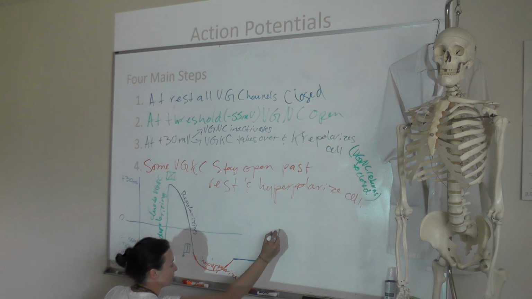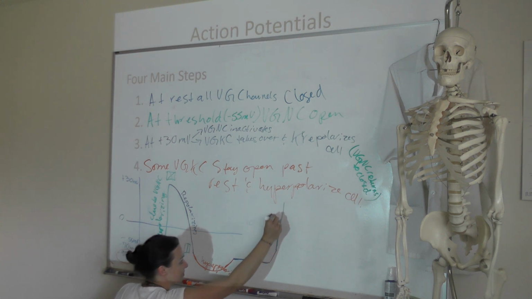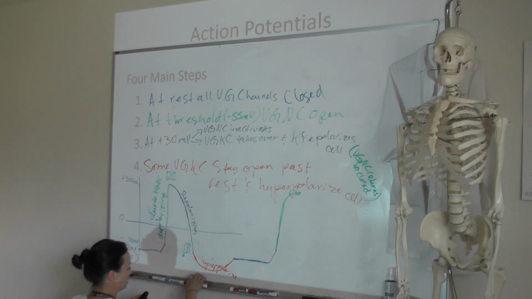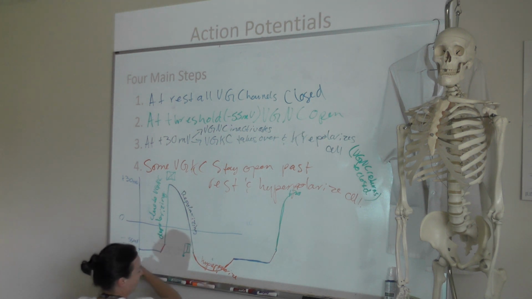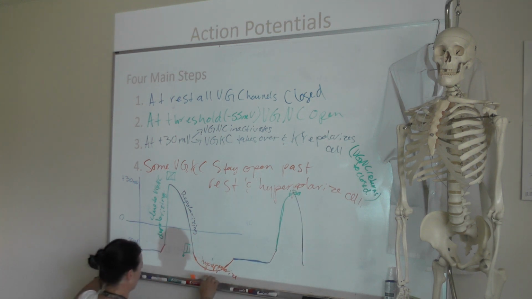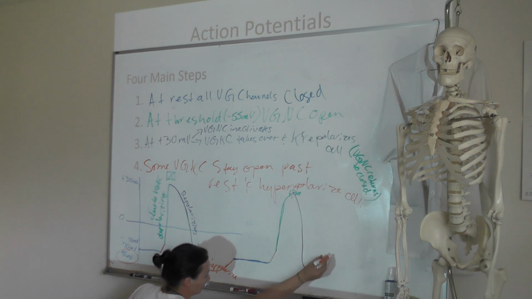Voltage-gated sodium channel opens up at negative 55 and stays open until positive 30. Voltage-gated potassium channel takes back over and repolarizes the cell. Voltage-gated potassium channel stays open a little longer than rest and hyperpolarizes the cell.